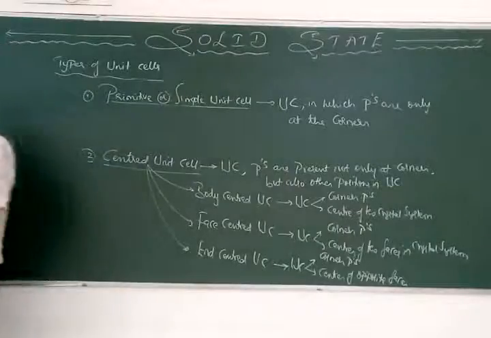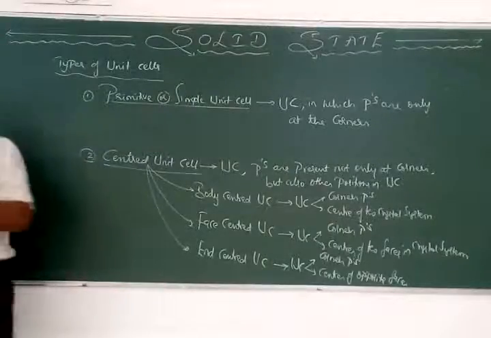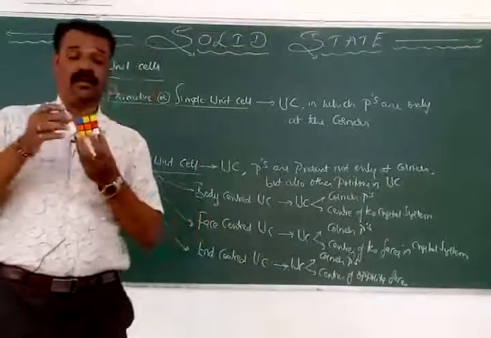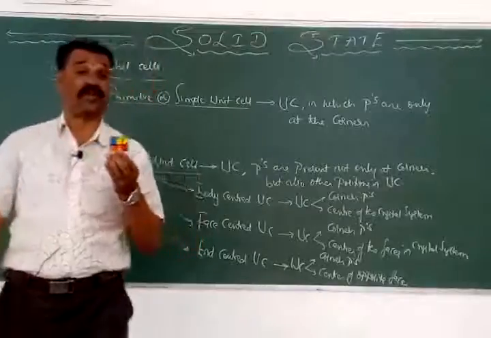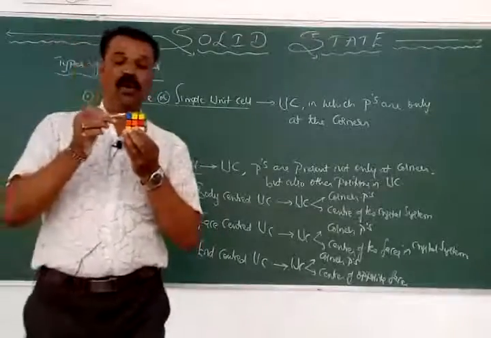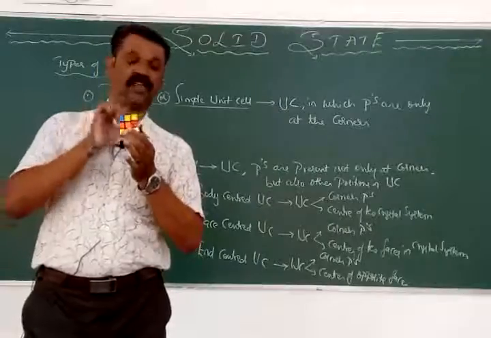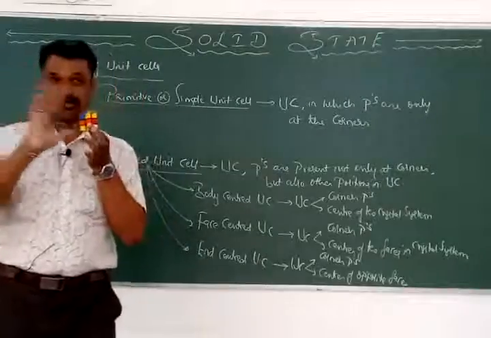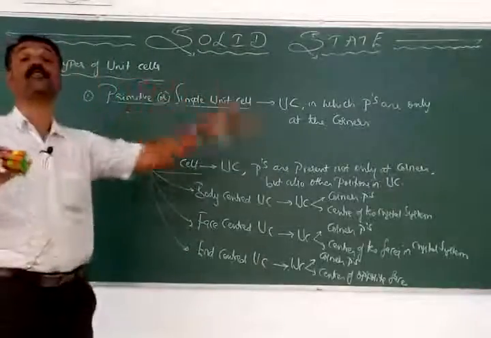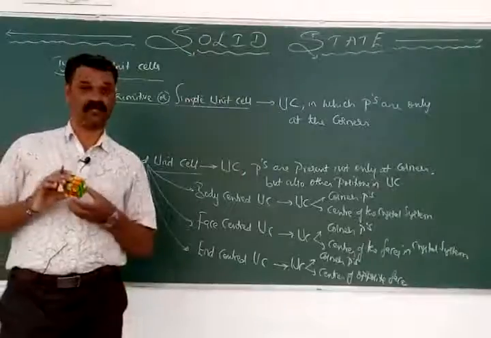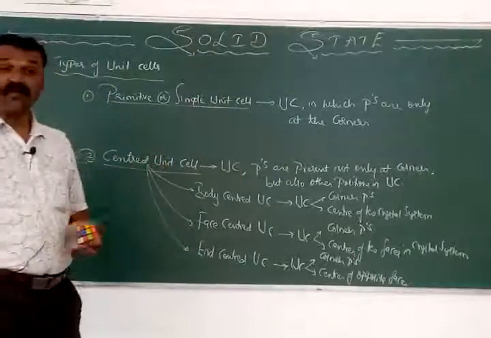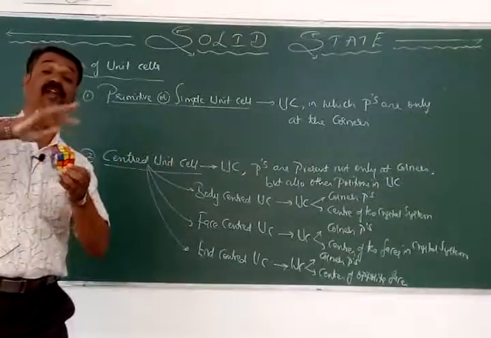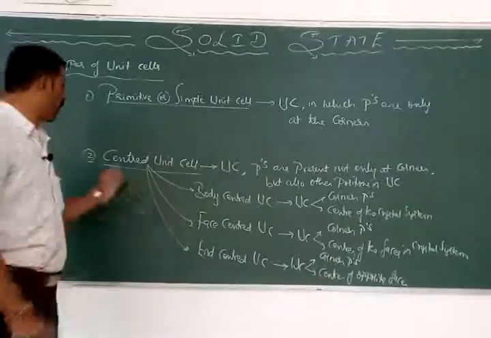Okay. So for example, let us assume this is one of the unit cells here. A cube has 8 corners: 1, 2, 3, 4, 5, 6, 7, 8. If the particles are only at the corners, then it refers to the primitive, or simple unit cell. Apart from that, we have the centered unit cell. Means apart from the corner particles, if any particle is situated within that unit cell, that refers to the centered.